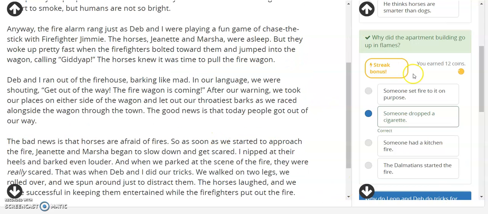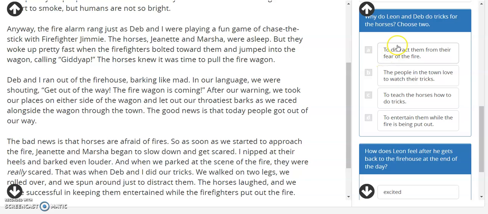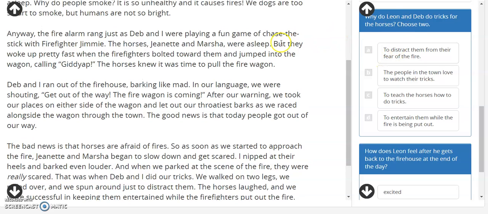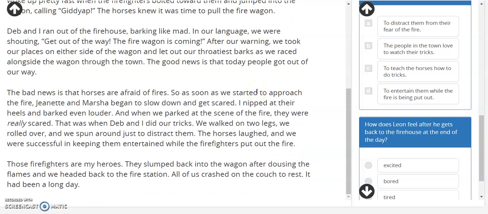All right, next one. Why do Lyon and Deb do tricks for the horses? Choose two. Why do Lyon and Deb do tricks for the horses? To distract them from their fear of the fire? People in town love to watch their tricks, to teach the horses how to do tricks, or to entertain them while the fire is being put out. Which two of those are correct?